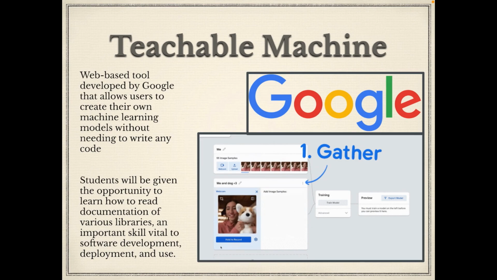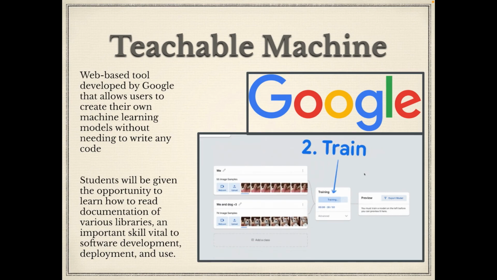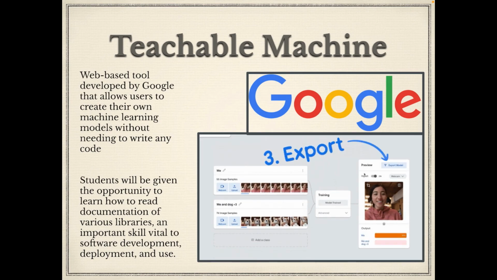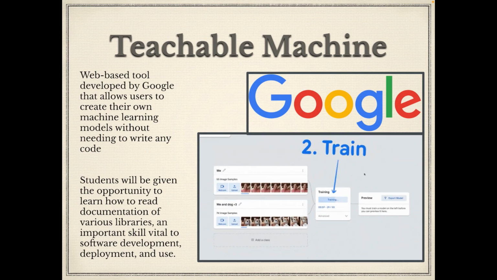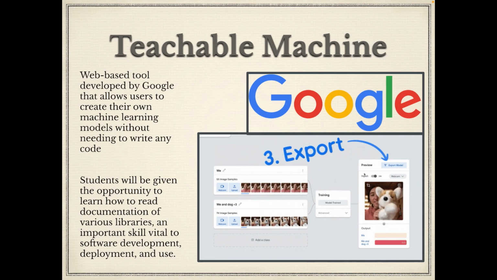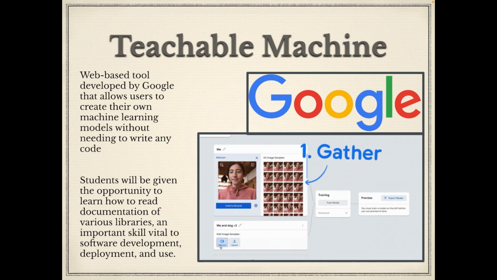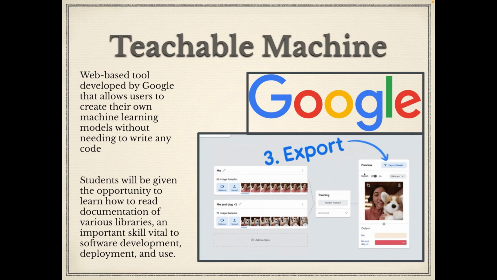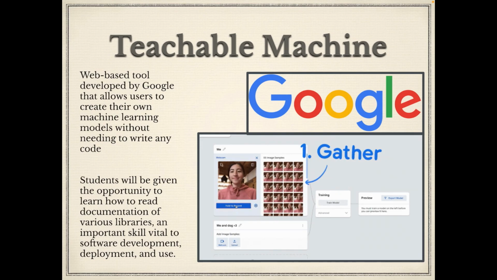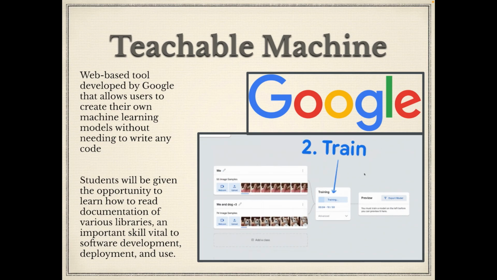Machine learning can be very complex, but the implementation of this project shows that it does not have to be. Using Teachable Machine, a web-based tool developed by Google that allows users to create their own machine learning models without needing to write any code, students will be provided an introduction to machine learning and the scope of introductory computer science, and will have the opportunity to delve into introductory lessons on APIs, frameworks, and integrating these already accessible libraries into their own personal projects.